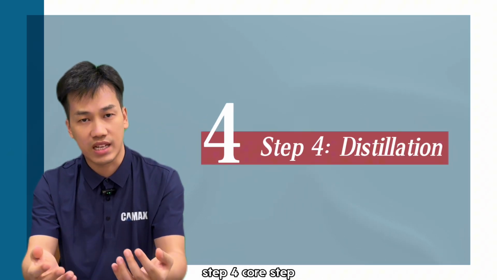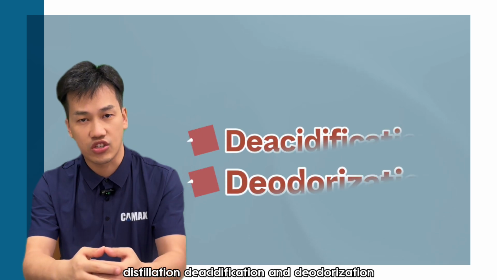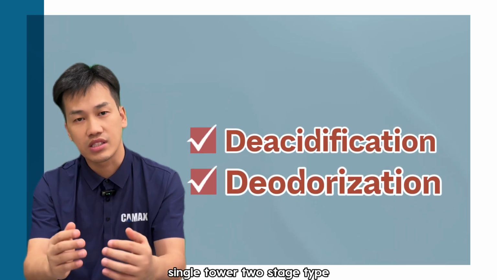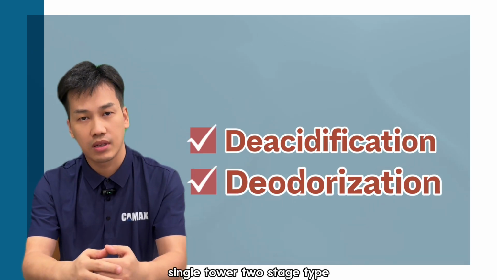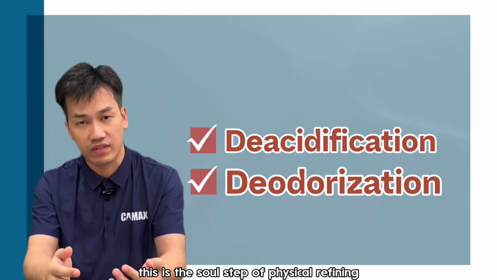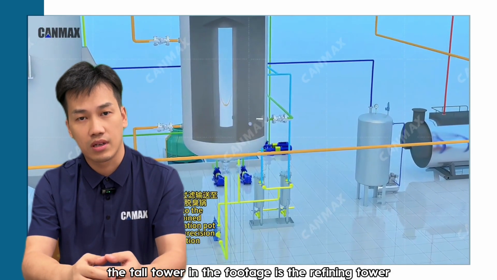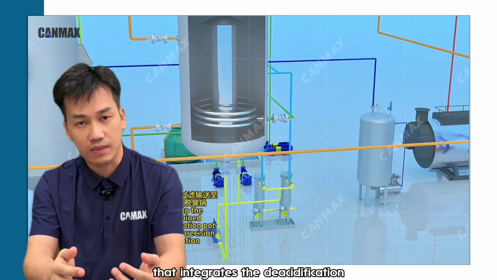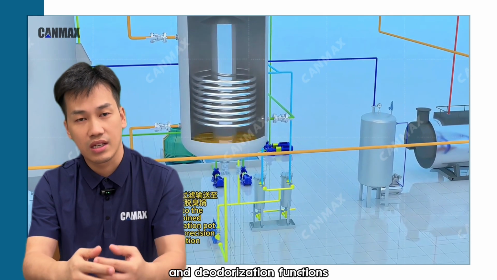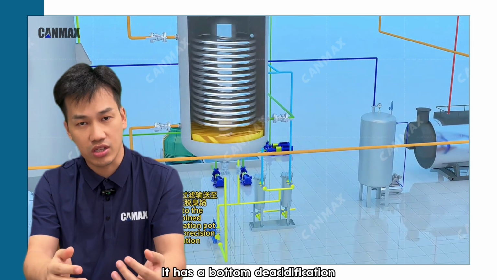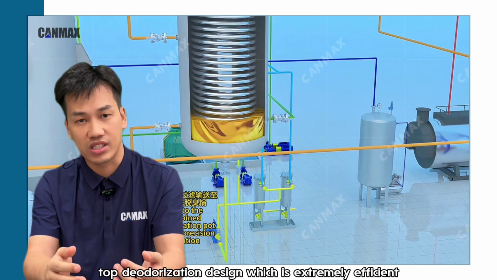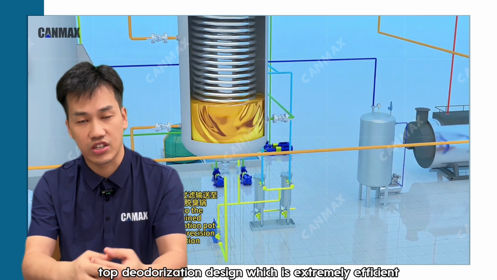Step 4. Core step: distillation, deacidification, and deodorization. Single tower, two-stage type. This is the core step of physical refining. The tall tower in the footage is the refining tower that integrates deacidification and deodorization functions. It has a bottom deacidification, top deodorization design, which is extremely efficient.